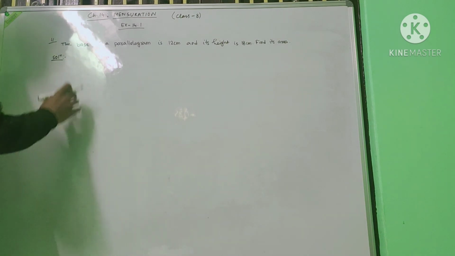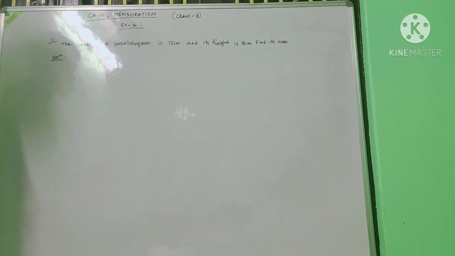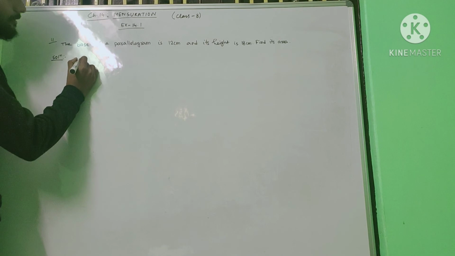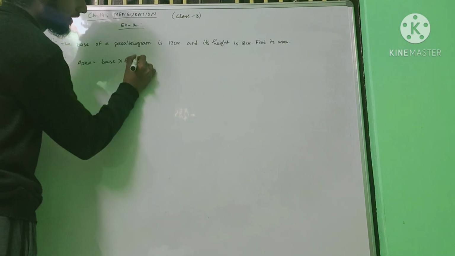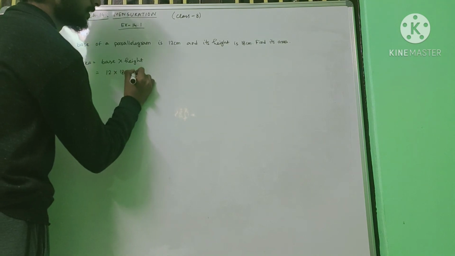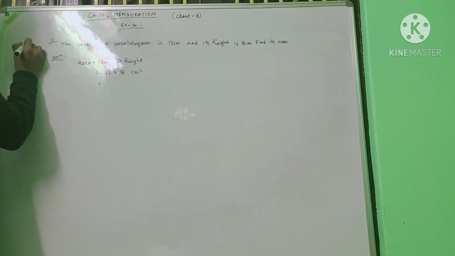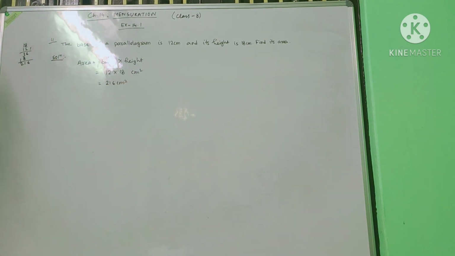Now question number 11. It says the base of the parallelogram is 12 centimeter and its height is 18 centimeter. Find its area. It's very easy, because we know that area equals base into height. Both are given. So base is 12 into height is 18, which means 18 into 12, which is 216 centimeter square. I think it was very easy.